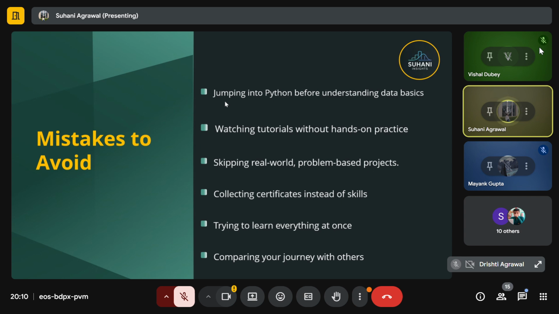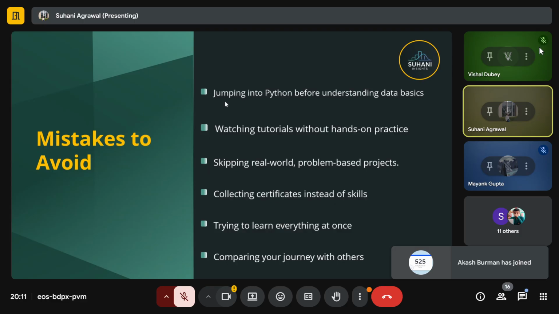If you excel at a skill, it's much more needed in the market. The recruiters will like your excelled skill more than more certificates. Then next, as I said, we try to learn everything at once, we try to do 6 skills in a day, which is wrong.